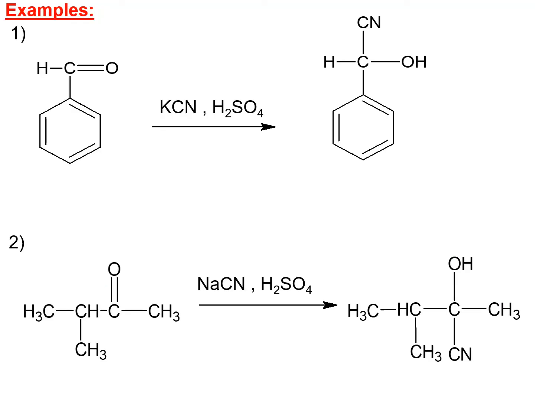Faham? Let's look at these two examples. This is actually an aldehyde compound because C double bond OH, dan ini pula adalah ketone because C double bond O dan dia diapit oleh dua alkyl group. Okay, so basically bila dia react with either KCN H2SO4 ataupun NaCN H2SO4, you need to know dia tengah buat nucleophilic addition reaction.